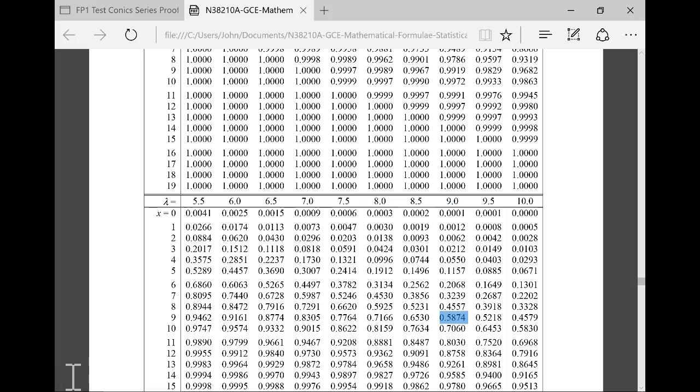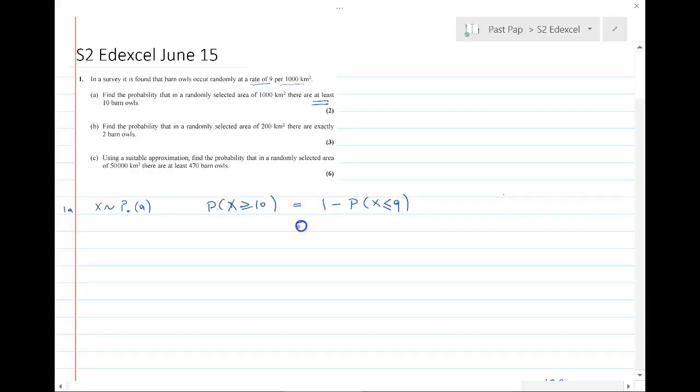So it's 0.5874, the number we're looking for. So that's 1 minus 0.5874, which equals 0.4126. We can leave it in 4 significant figures, you don't need to round. Okay, so that's part A.